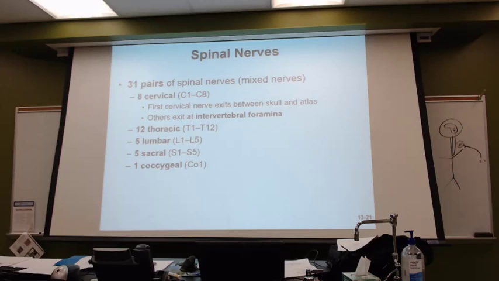So, in the spinal nerves that we have, we've got 31 pairs. Because remember, each side, left and right, okay? So at the level of my cervical vertebra, thoracic, lumbar, we have these nerves exiting. So we have 31 pairs. There are 8 in the cervical region. Wait a minute. How many cervical vertebrae do I have? 7. Why do I have 8 pairs?